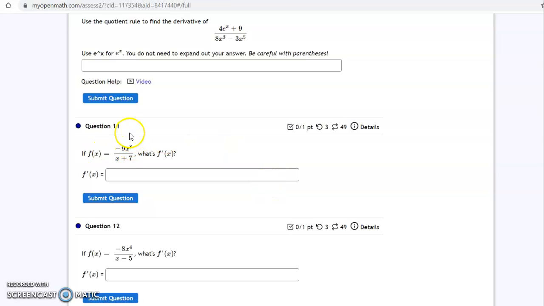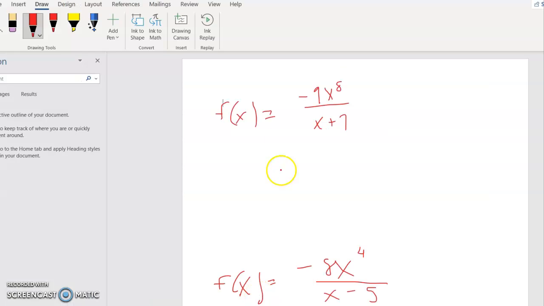Okay, so let's look at number 11 and 12. We want to find the derivative of both of these functions. And let's notice they are fractions, and so we're going to need to use our quotient rule. So I've rewritten these on a sheet back here. So let's do these. And let's remember our quotient rule is the following.